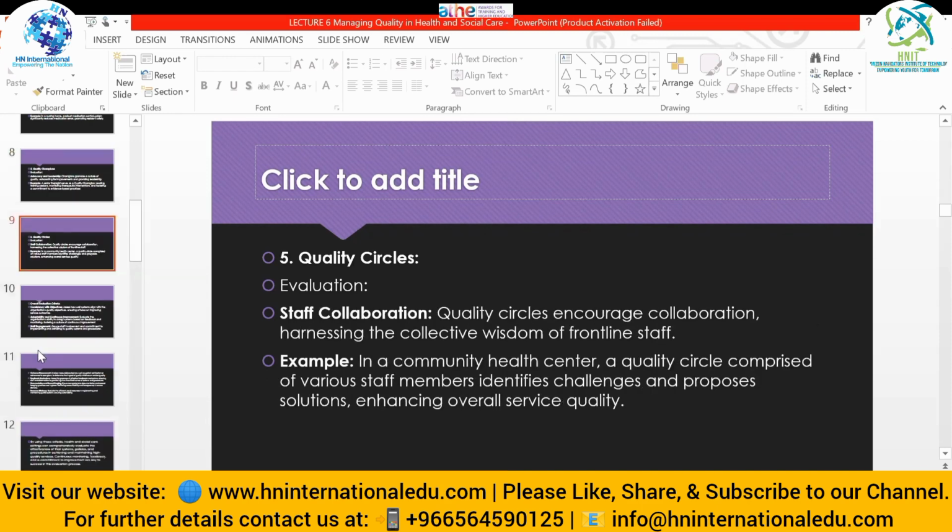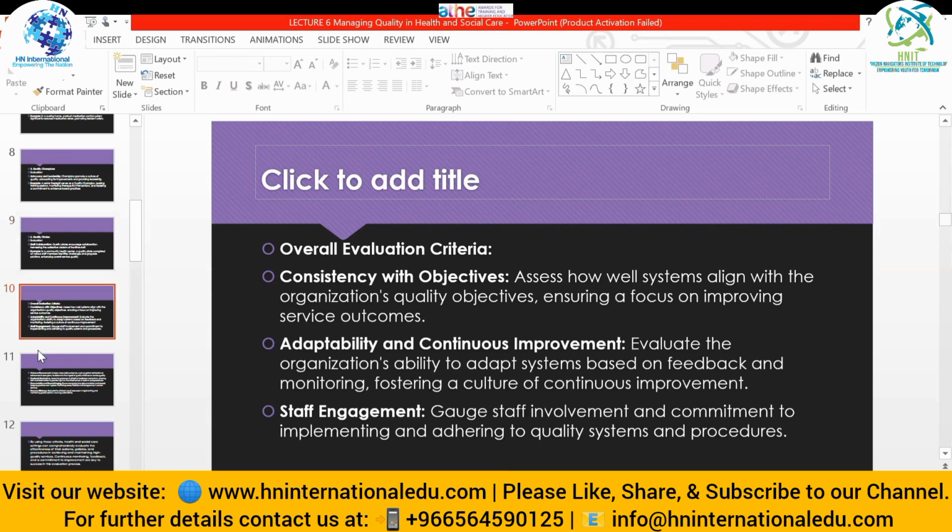Quality circles, staff collaboration. Quality circles encourage collaboration, harnessing the collective wisdom of the frontline staff. For example, in a community health center, a quality circle comprised of various staff members identifies challenges and proposes solutions, enhancing the overall service quality. Definitely, when there is a problem, we are going to discuss it as a team. If we are in the health center or any corporate sector as well, we are going to find a solution. Overall evaluation criteria.